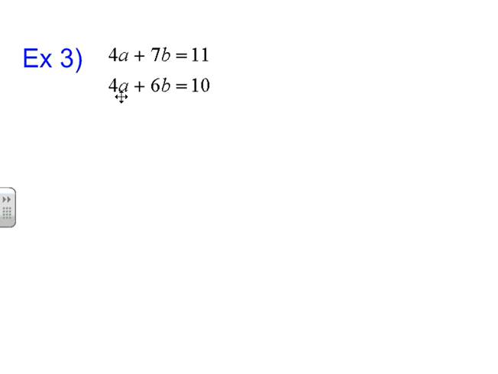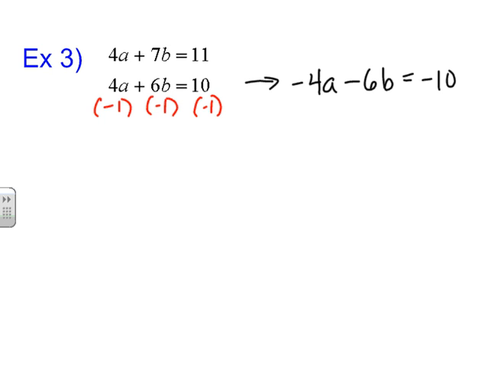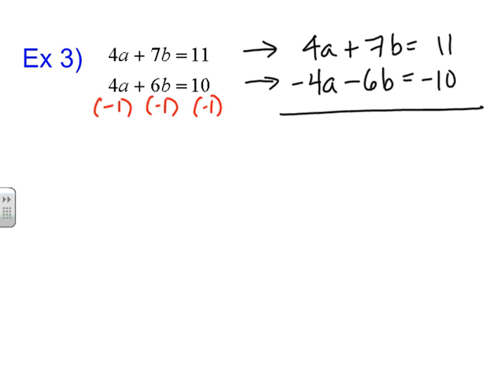Well, here I have 4a and 4a. If I multiply this bottom equation through by negative 1, I can change this so that this would be a negative 4a, so I could add them and it'll go away. So let me rewrite this equation after multiplying through by negative 1. It becomes negative 4a minus 6b equals negative 10. And the one on top would be 4a plus 7b equals 11. Now I can add these two equations together. We can see that the a's will go away because they are opposite. 7b minus 6b is just b, and 11 minus 10 is 1.